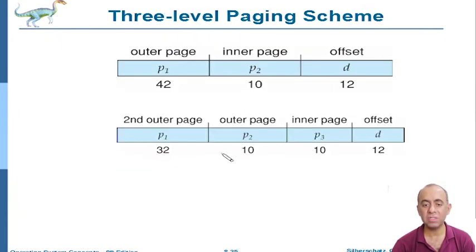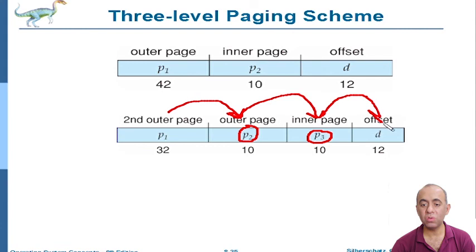Similarly, in the three-level paging scheme, first you tell the group of page tables which you are referring to, then P2 here represents the group of page tables where you go to the actual page table, which is P3, and then you go to your displacement, which is D. So this is the three-level paging scheme. It just makes the addressing a bit more convenient.